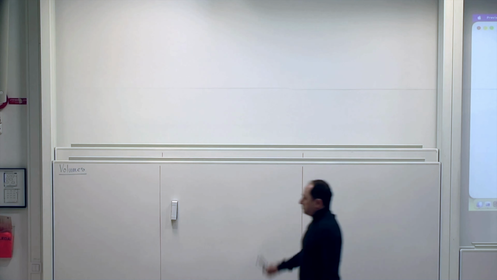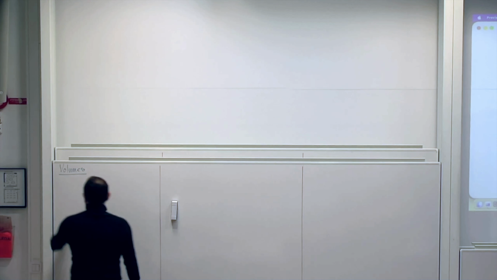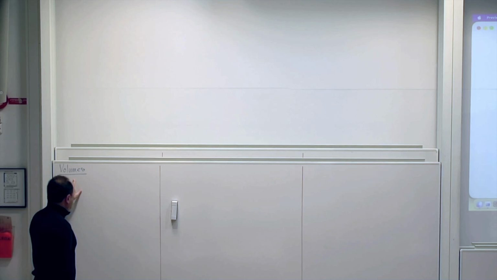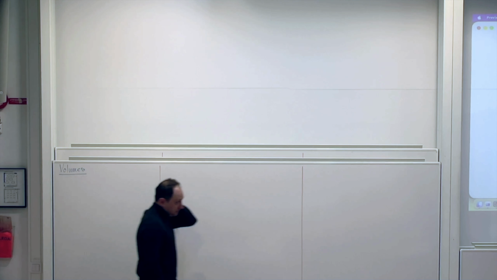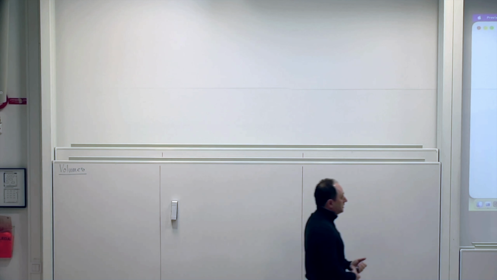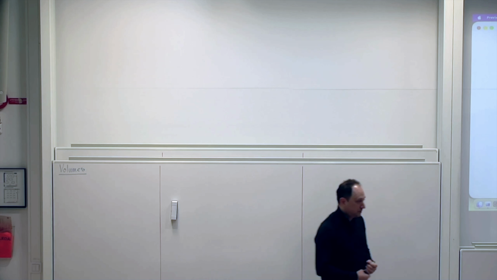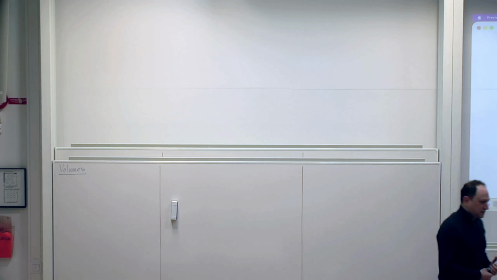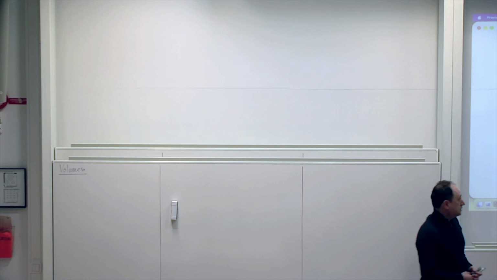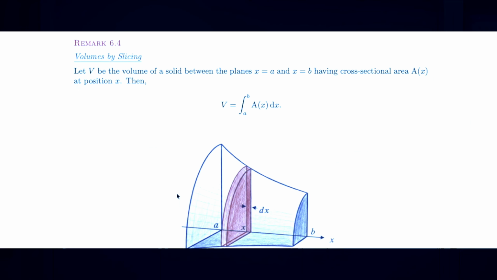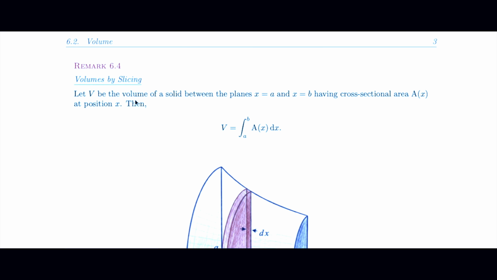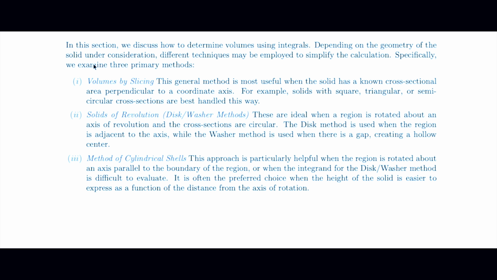Do you remember we started talking about the applications of integrals, but we learned about areas a little bit. Today we want to continue and learn about how to use integrals to calculate volumes. There are three methods that you need to know. The first method, as you see here, is called volumes by slicing. I have written you the summaries here: volumes by slicing, solids of revolution, and method of cylindrical shapes.